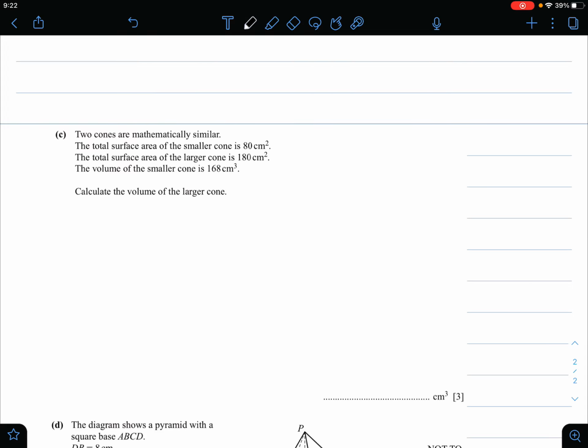For part C, they are asking us to calculate the volume of the larger cone. They've given us the surface areas of the larger cone and the smaller cone, and they've given us the volume of the smaller cone. To solve such questions, you should use the formula of dividing the area by the area, so that is the area of the smaller cone divided by the larger cone, or vice versa, equal to the volume divided by the volume. So the volume of the larger divided by the volume of the smaller, or vice versa.